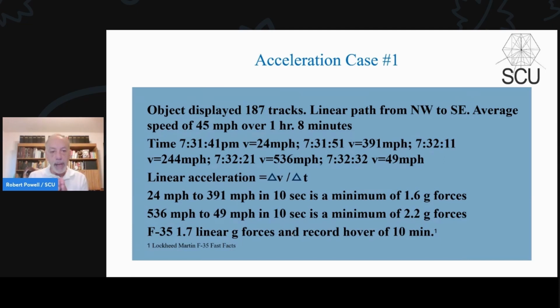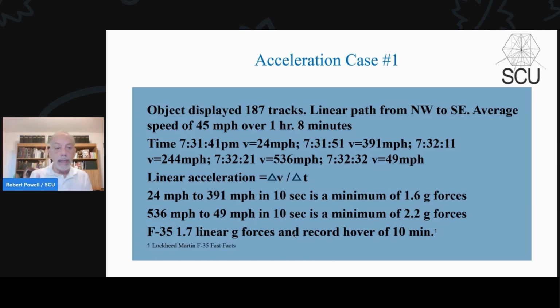All right, now these specific times that I'm showing you, for example, in the very first one, it says it was 7:31 p.m. and 41 seconds, right? And based on its latitude and longitude coordinates 10 seconds earlier, its speed was 24 miles an hour. 10 seconds later, the radar rotates. It's now 7:31 and 51 seconds. The speed is now 391 miles an hour. Another 10 seconds, it's 7:32 and 11 seconds, actually 20 seconds later. The speed decreased to 244 miles per hour. 10 seconds later, it's 7:32 and 21 seconds. The speed is now 536 miles an hour. And 10 seconds after that, the speed drops to 49 miles per hour.